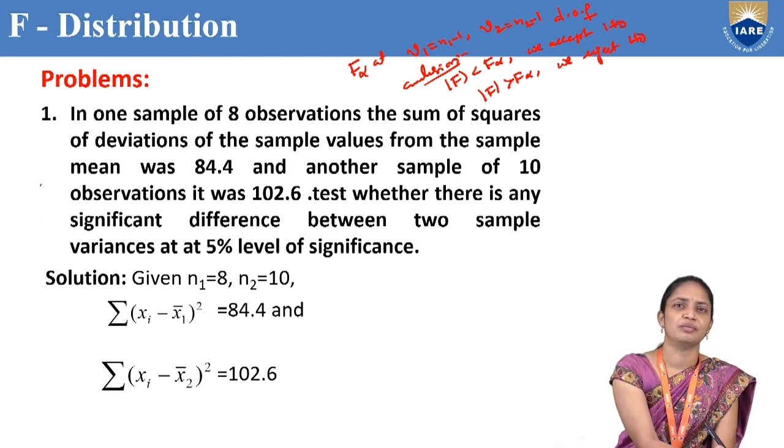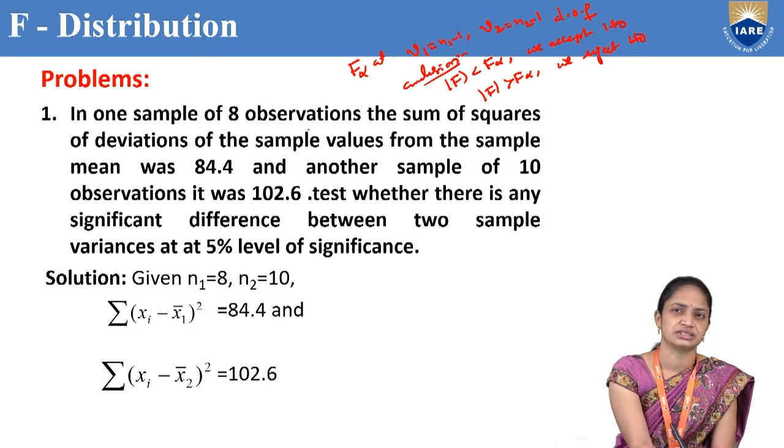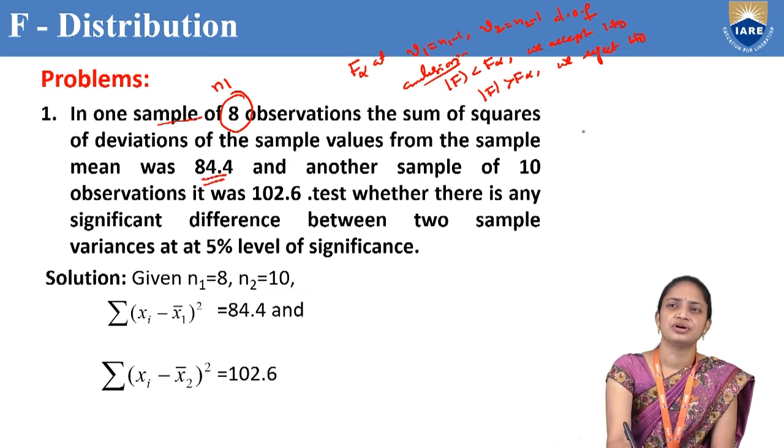Problem: in one sample of 8 observations, the sum of squares of deviations of the sample values from the sample mean was 84.4, and in another sample of 10 observations it was 102.6. Here they have given that the sample size is 8. We denote sample size with n, but here we have two samples, so we take n1 equal to 8. The sum of squares of deviations from the mean is 84.4.